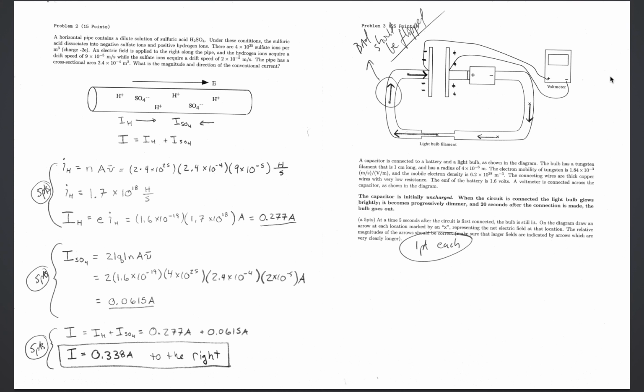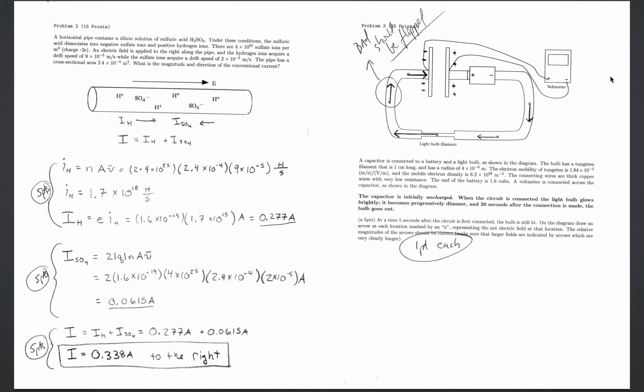Now we want to find the big I for SO4. So we're going to use the same equation, except instead of finding little i, we're just going to go straight to finding big I because we know the relationship, which will give you a value of 0.0615 amps.